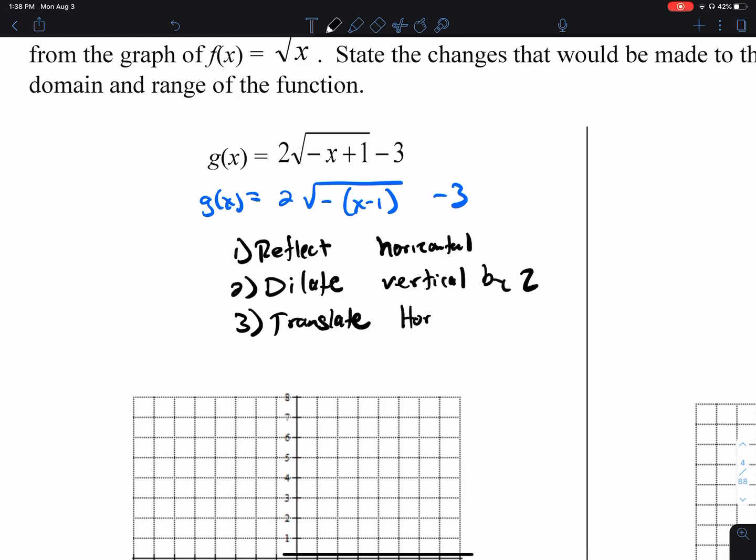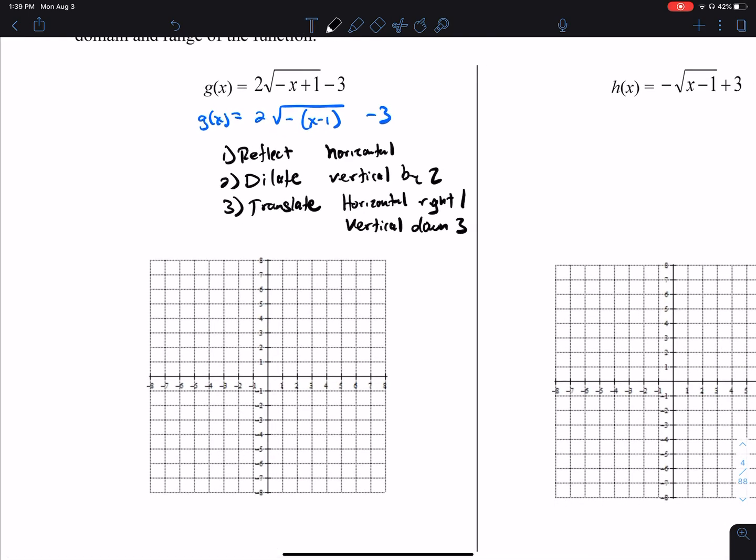So horizontal, right 1, vertical, down 3. Now, we've written that. When it comes time to actually doing it, I would start with the translation. We want to find this vertex. The vertex was here at 0, 0. We're going to go horizontally right 1, and we're going to go down 3. So our vertex is going to be right here at 1, negative 3.